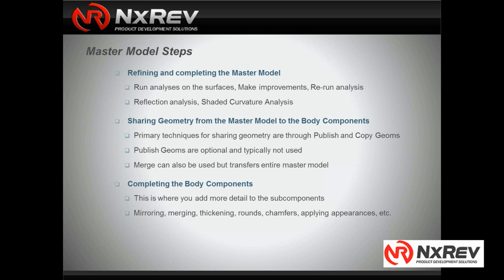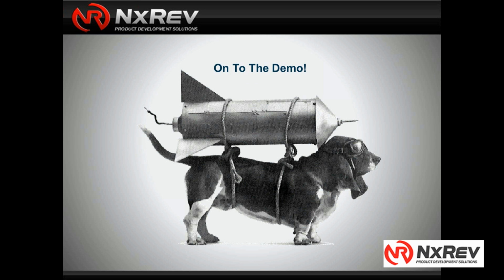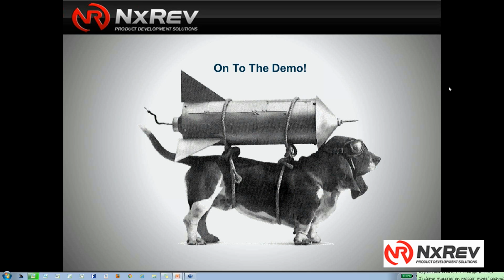Remember that the master model is just a framework to control the overall look and shape of your assembly, because that is what we're creating here, an assembly. So what you're going to be doing is adding a lot of that detail at the subcomponent level. So you've got things like mirroring and merging, common things to do in industrial design, thickening these features, rounds, chamfers, and then colors. Okay, so let's go ahead and start the demo.